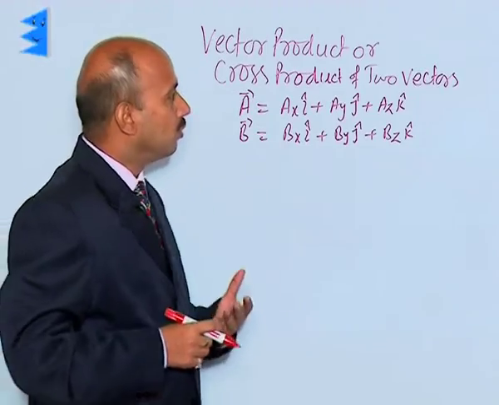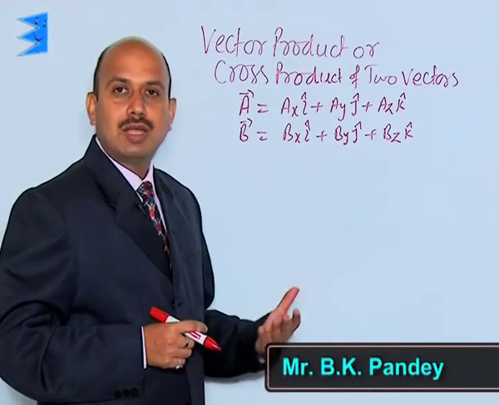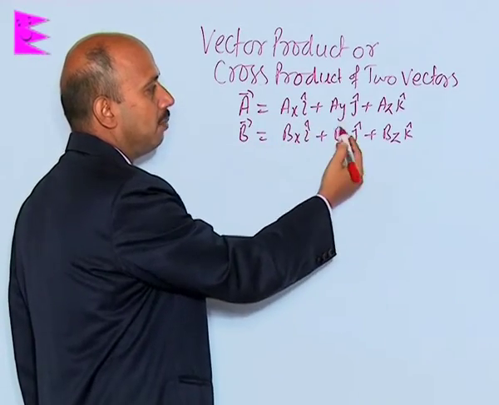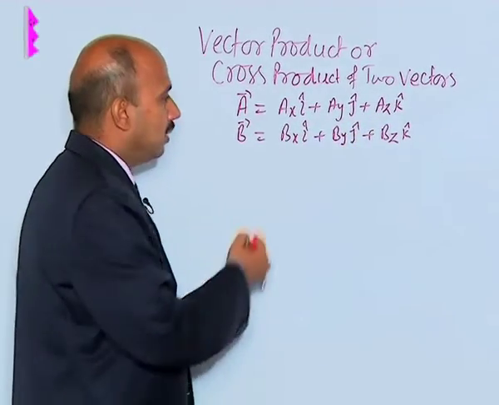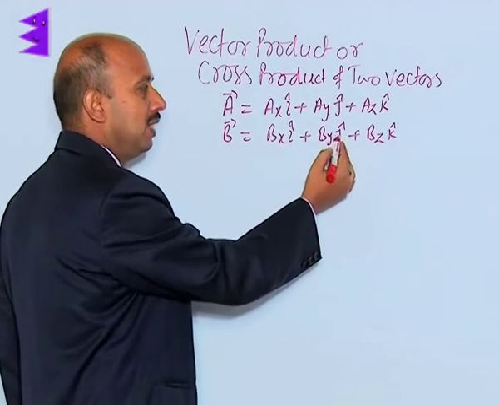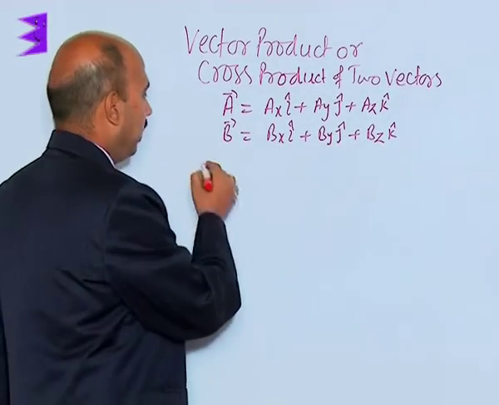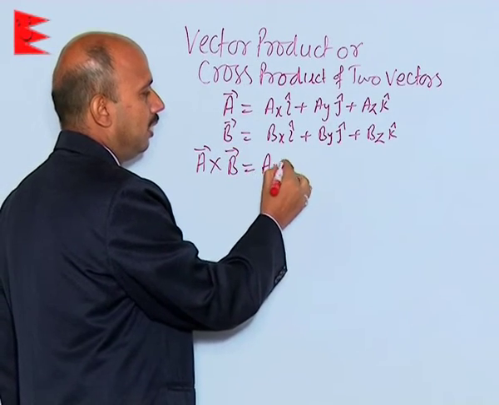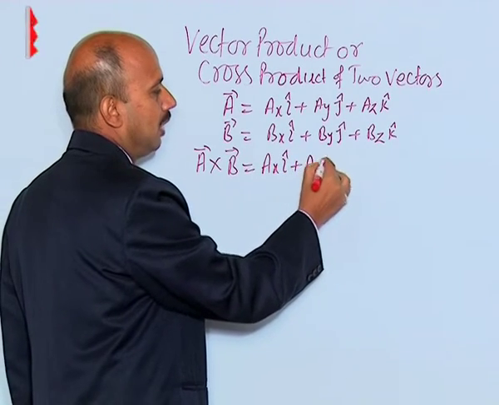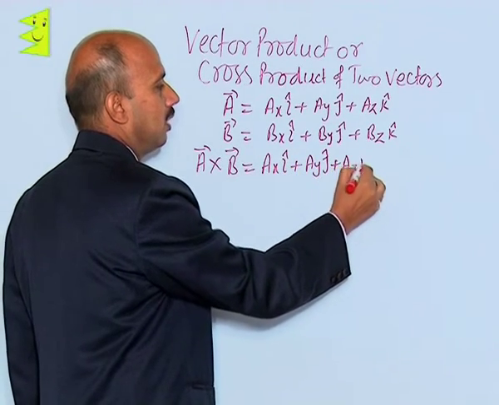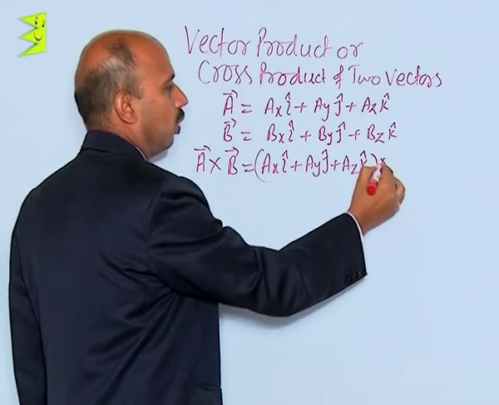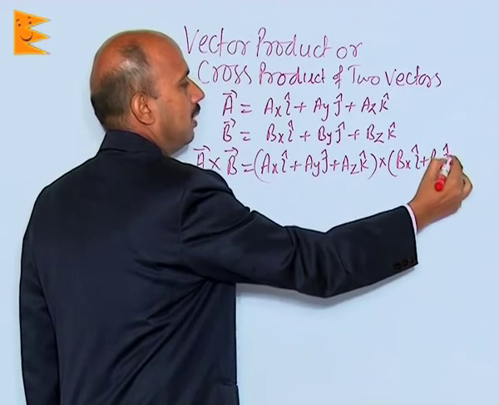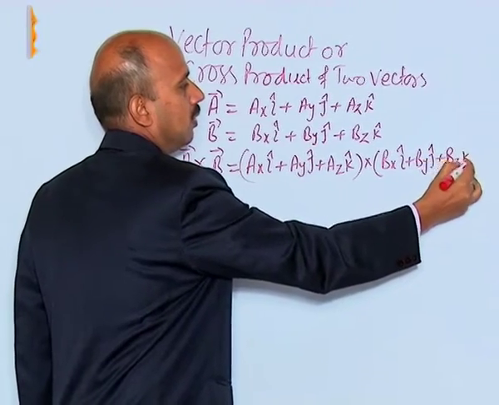So now we will do the cross product of two vectors in the Cartesian coordinate system. Vector A is equal to AX i cap plus AY j cap plus AZ k cap. Vector B is equal to BX i cap plus BY j cap plus BZ k cap. If you are doing A cross B, you will be writing AX i cap plus AY j cap plus AZ k cap, cross BX i cap plus BY j cap plus BZ k cap.